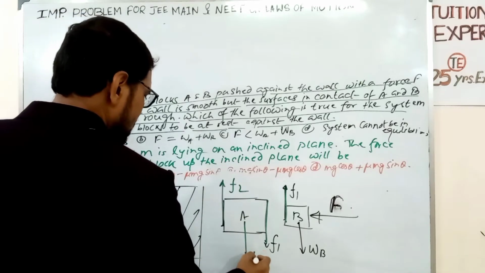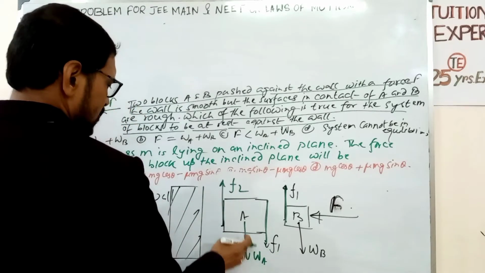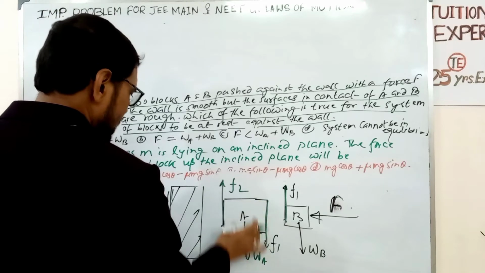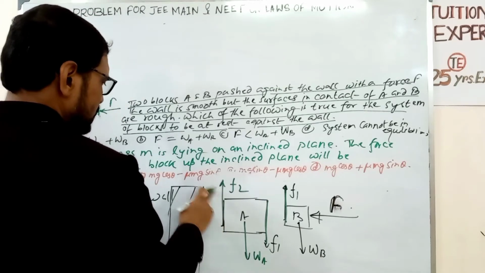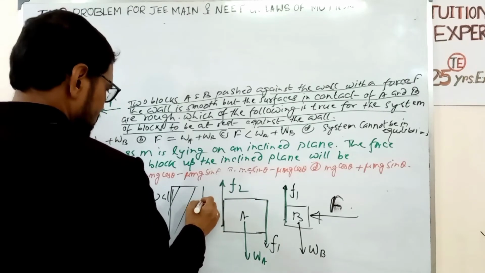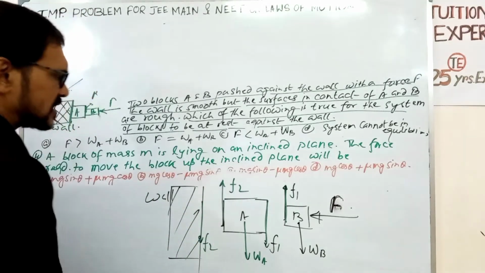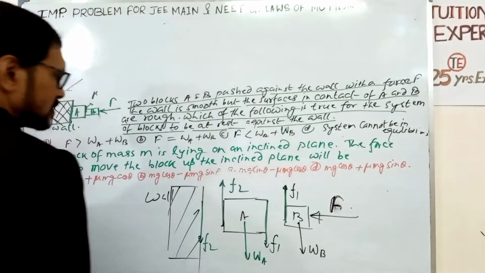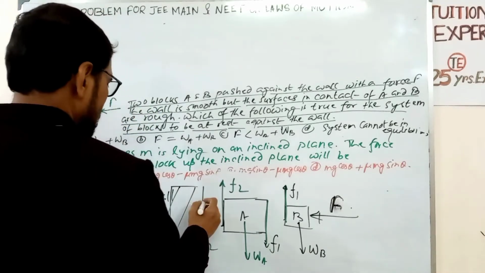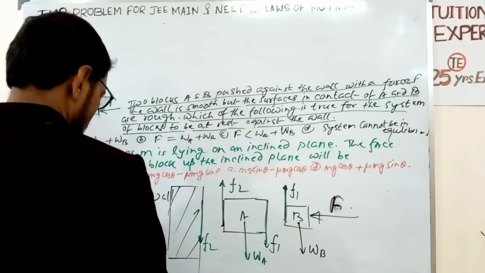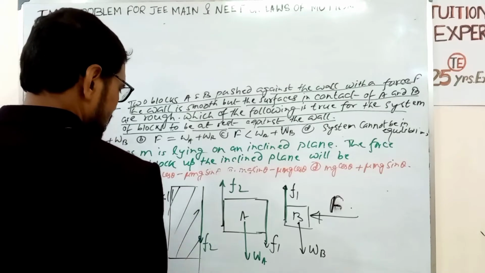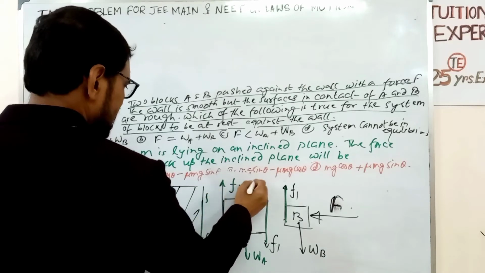Now the weight of block A is WA. Due to the weight WA, this block tends to move downward. Now this friction F2 prevents it. So this is the diagram. The wall is very smooth, so no friction force acts here.